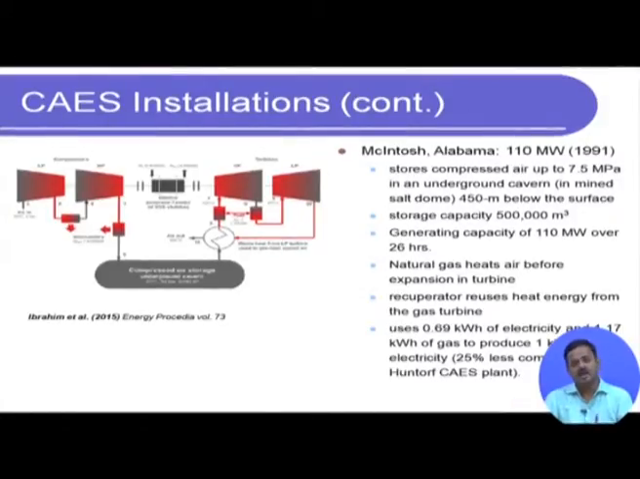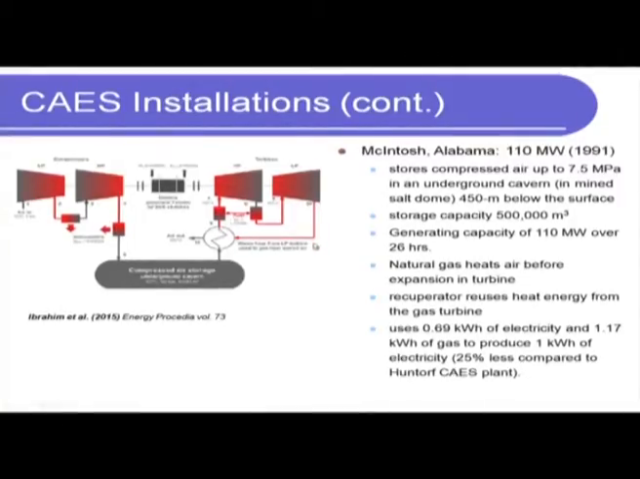All right. So, this is also not an adiabatic plant. This also uses natural gas, and we can see the schematic over here. This is also 2-stage compression with intercoolers, and then the compressed air, as you can see, look at this one.